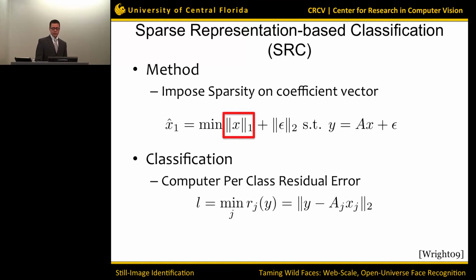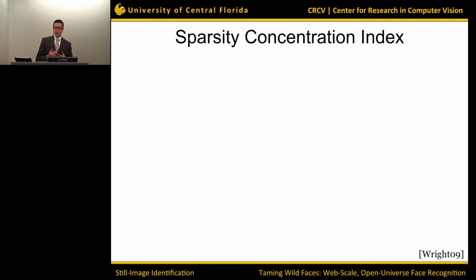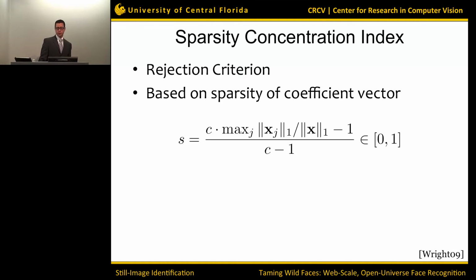Now the classification is performed by computing a per class residual error. So the minimum class-based residual error is the best match. However, because we're analyzing this open universe scenario, we need a rejection criterion. We need a way to determine whether this person exists in our training gallery. This is based on the sparsity of the coefficient vector, and what the equation tells us is that if the reconstructed coefficient vectors are concentrated in one class, then we probably have a good reconstruction. But if they are distributed across all the images in the training gallery, then you probably have a poor representation.